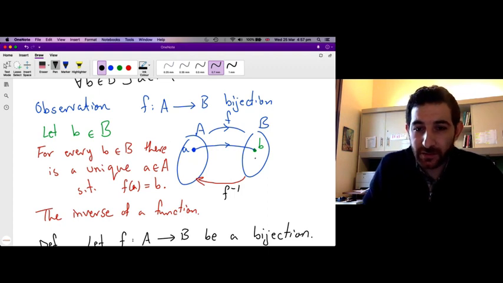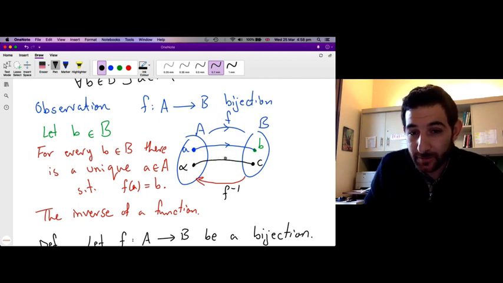This will be f inverse. Now, f inverse is a function from B to A, which means for every element, say C, f inverse must assign an image in A, in the codomain. But we know, since f is a bijection, there is a unique element alpha such that f of alpha is C. Since f of alpha is C, we define f inverse of C to be alpha.